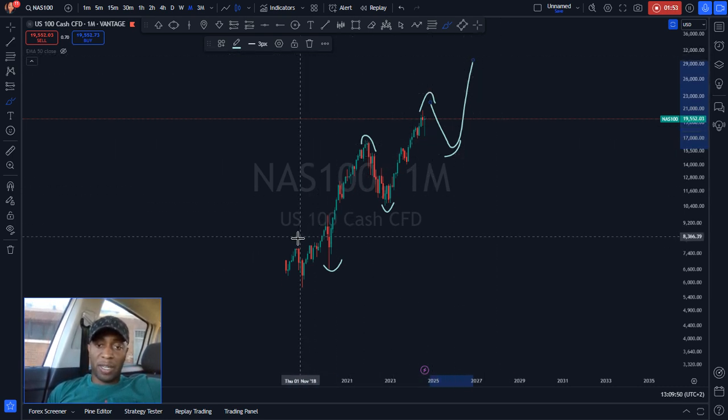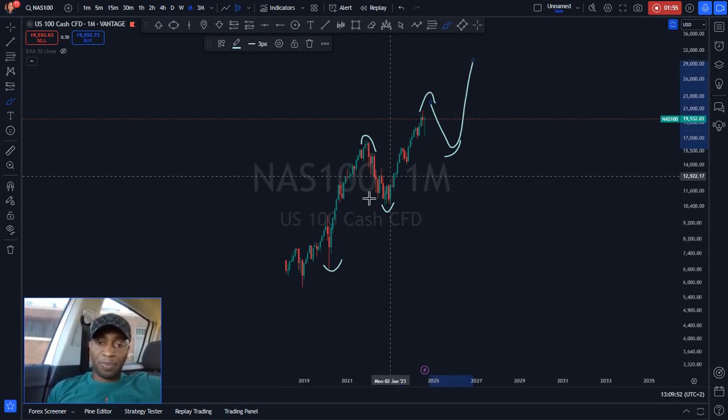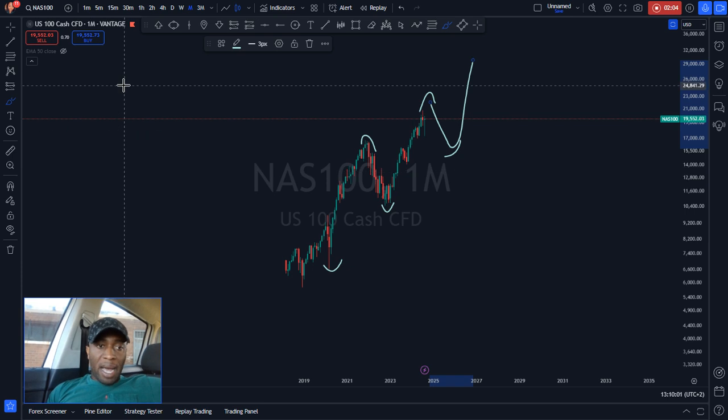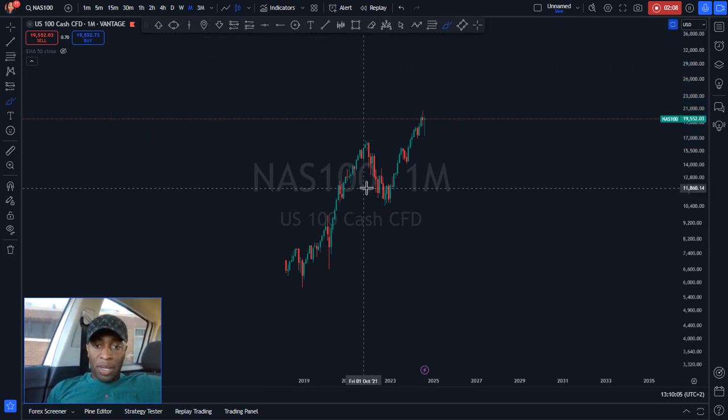In an uptrend structure, this is the kind of structure that we want to see, the market keeping on creating higher highs and higher lows. So it's just simple and straightforward. But now, looking at this whole information again, we're just going to consider.